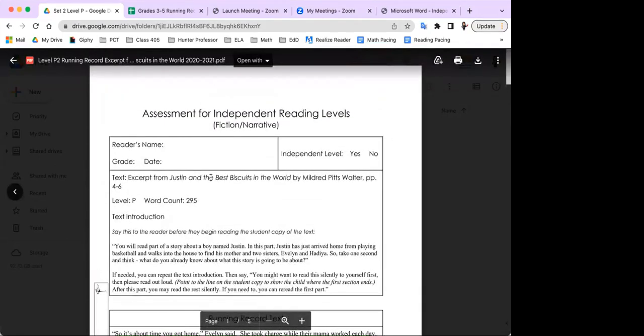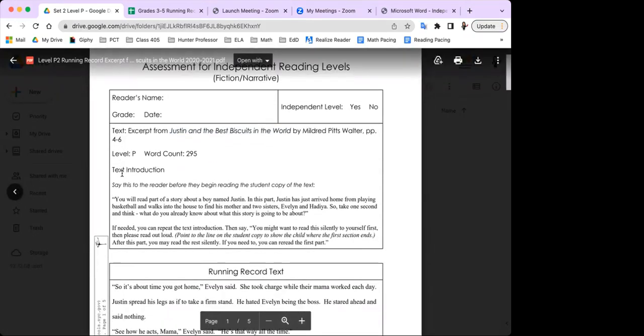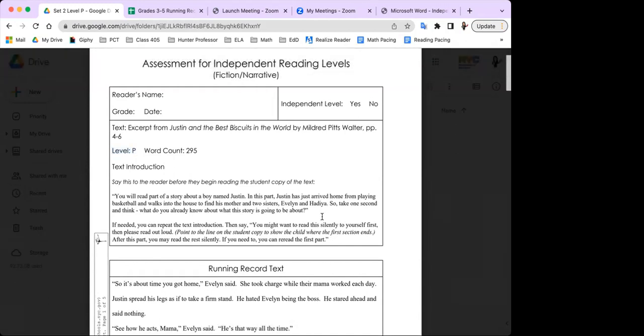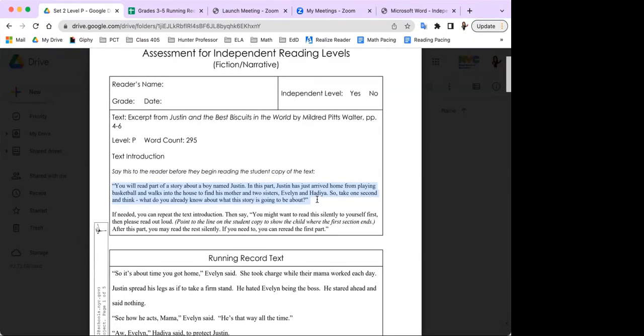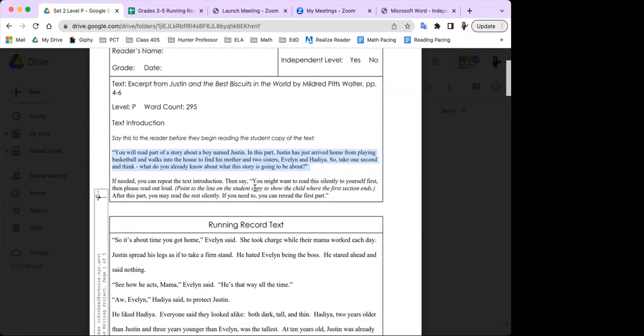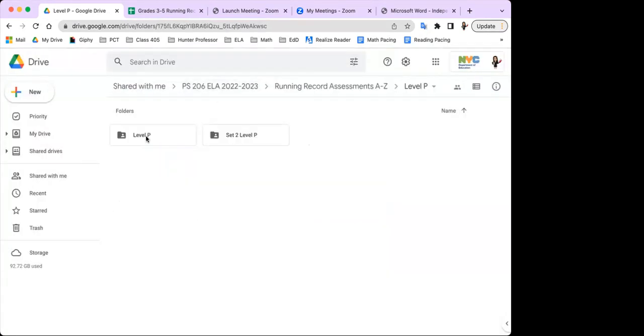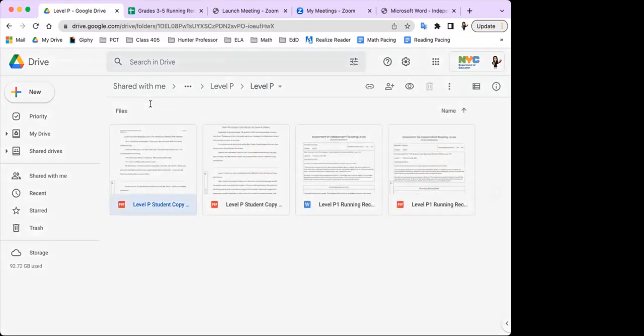The text is Justin and the Best Biscuits in the World. It tells you exactly what to do. This is a level P. You say this part to the readers out loud, basically what the story is about ahead of time, to support the students with this brand new text. If needed, you can repeat the information. You can point to the line on the student's copy to show where to read. What the students do is on their version, and I'm going to show you with this one, the student copy actually has a line.